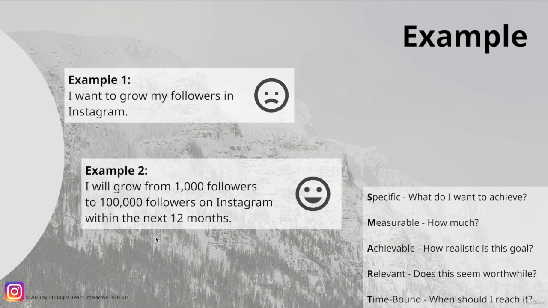Relevant, does this seem worthwhile? Of course, you're taking this course, you would like to grow on Instagram, it's definitely relevant. Time bound, when should I reach it? It's also time bound because we say within the next 12 months. Therefore, it's a very, very good example on how to set up a SMART goal. Really write this down, ask yourself the questions. If you write down your goal, is it SMART? Is it specific? Is it measurable? Is it achievable, relevant, and time bound? And if you answer all those 5 questions with yes, then it's a great and a SMART goal. If not, think about it and adjust the goal so that it's SMART.